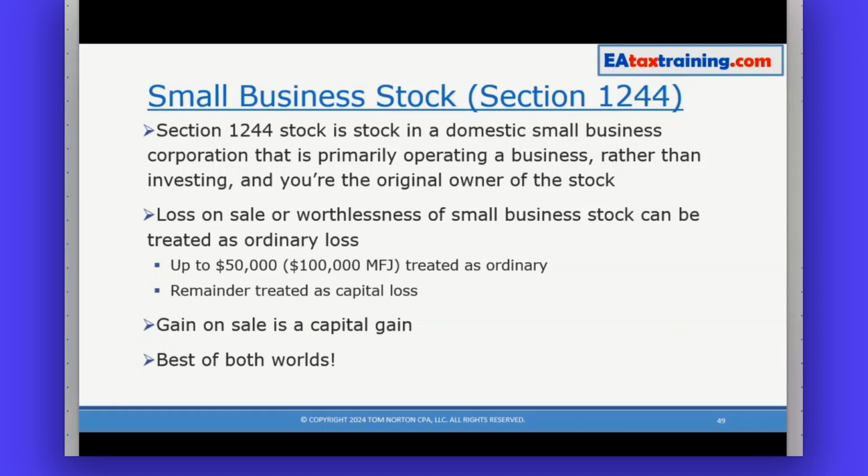On the other hand, any gain on the sale of Section 1244 stock is a capital gain. So this is the best of both worlds. You get a capital gain if you sell it at a gain, and you get an ordinary loss if you sell it at a loss, at least up to that $50,000 or $100,000 limit.